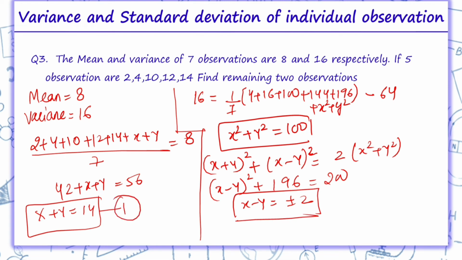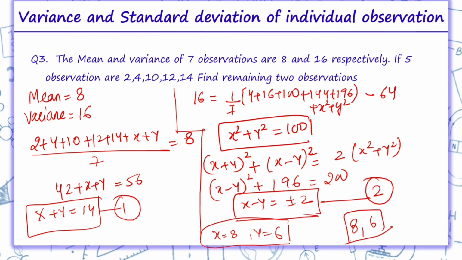So now this first equation we got and this second equation we got. On solving these two equations, the value of x will be 8 and y will be 6. So thus the two remaining observations are 8 and 6. Coming on to the next question.